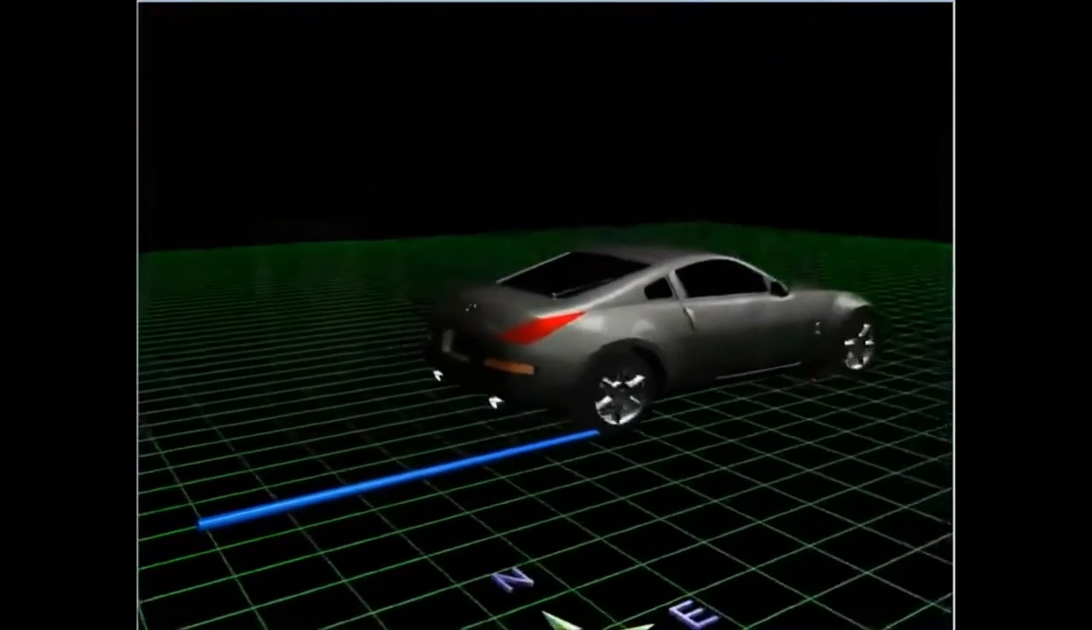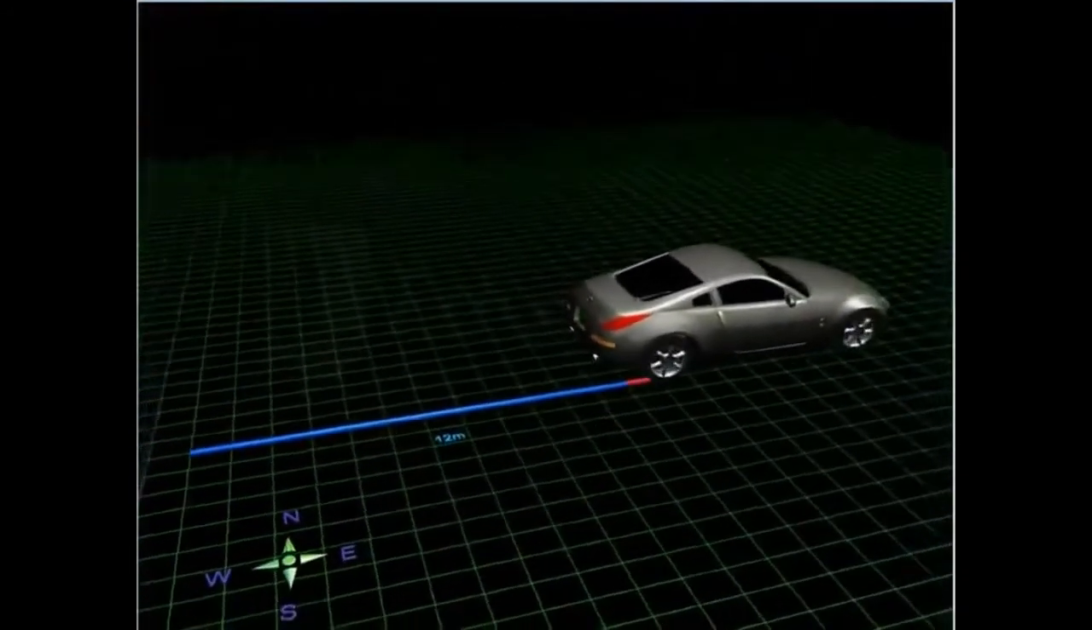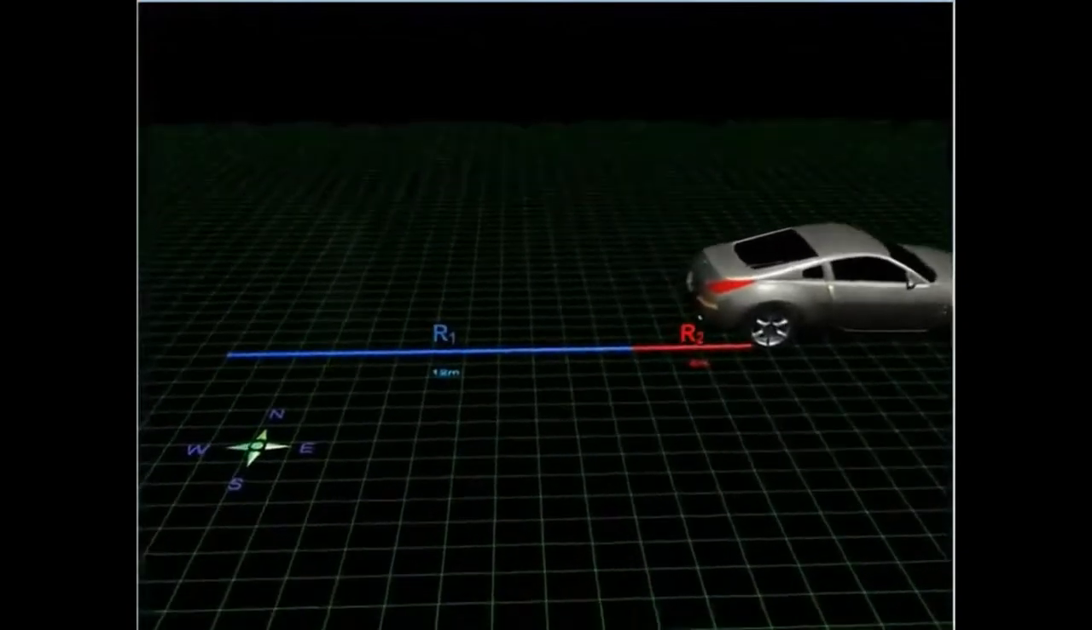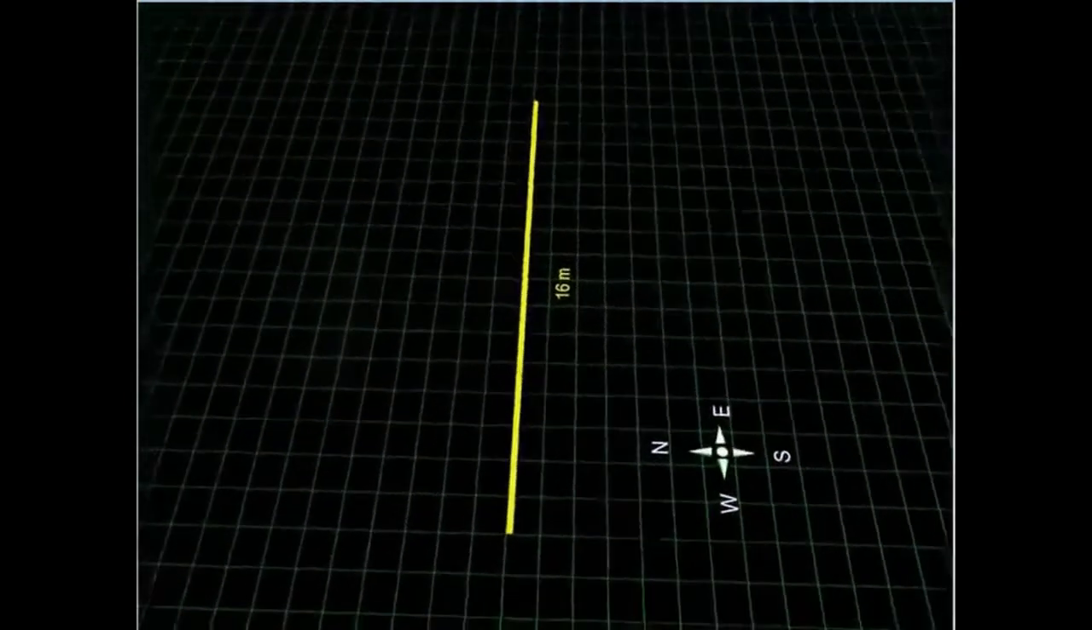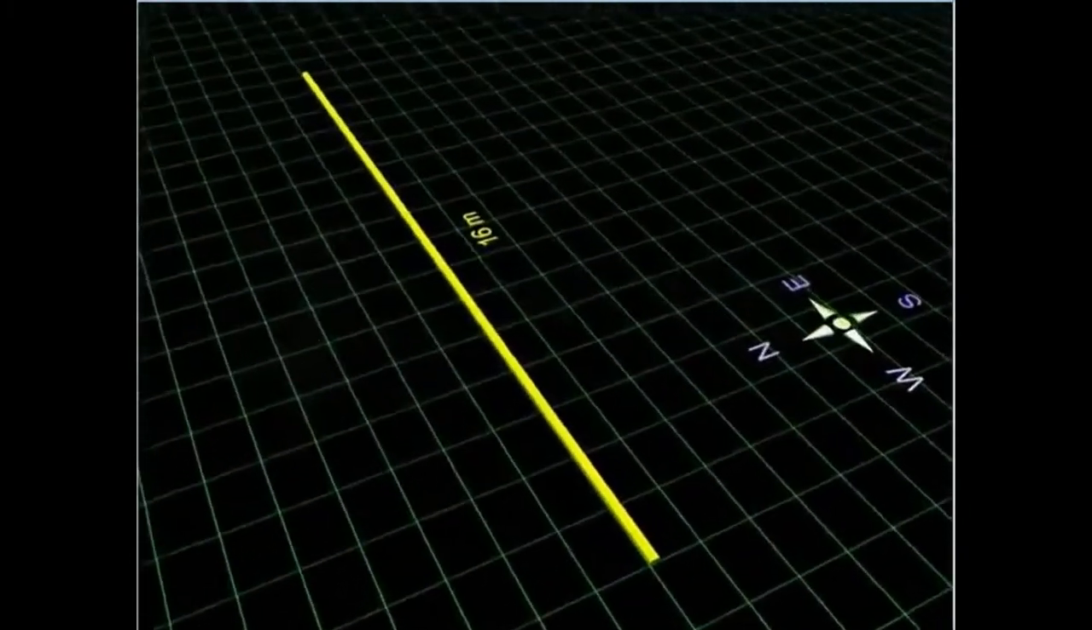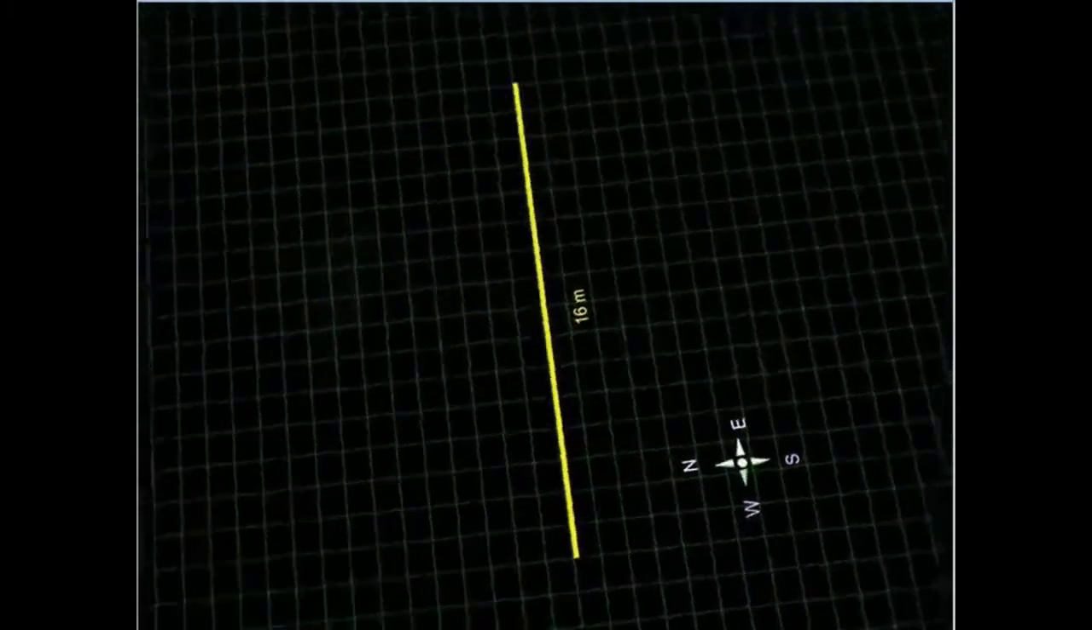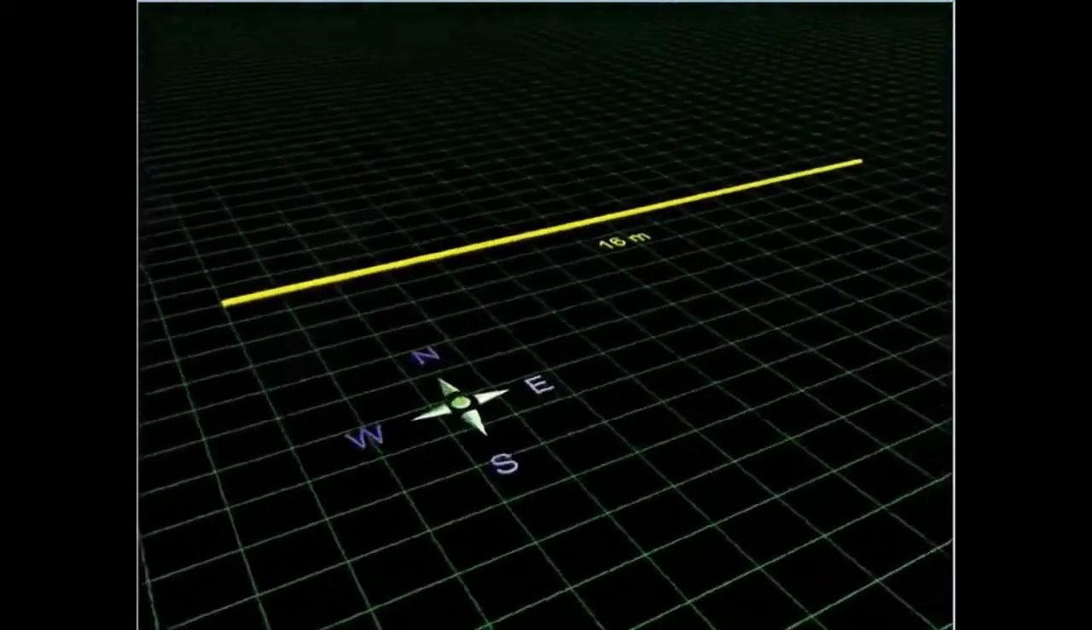If a car moves 12 meters east and then 4 meters east, it covers a total distance of 16 meters due east. Its final position, or the effective vector, or the resultant of the two vectors, is a simple addition of two displacement vectors.